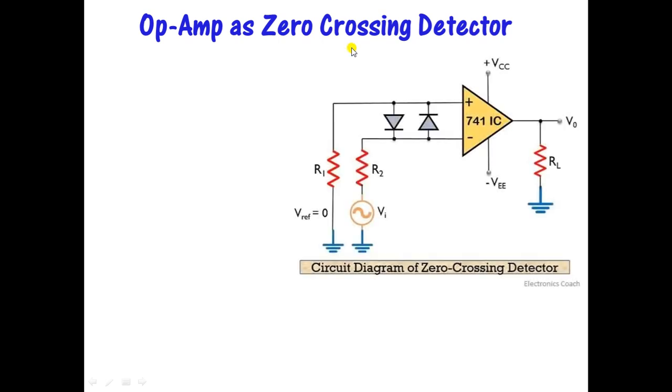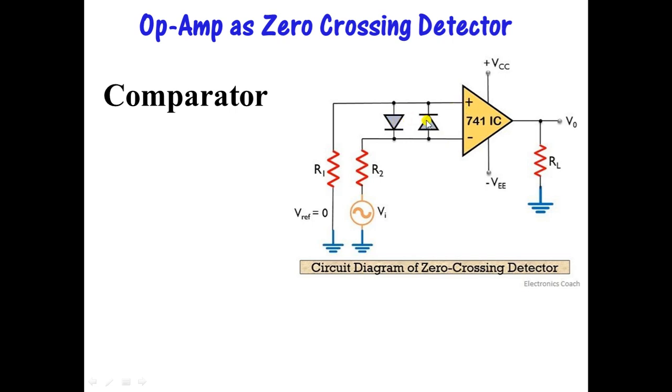Now as the name suggests, zero crossing means it will detect when the op-amp's signal is crossing zero. This is basically a comparator. This is how the circuit of the zero crossing detector is connected, and it is basically a comparator. Now what do you mean by comparator? Comparator means it compares between two input signals. Which are the two inputs here? One is negative, that is your inverting input. Second is positive, that is the non-inverting input.